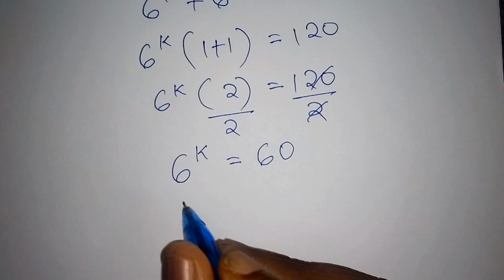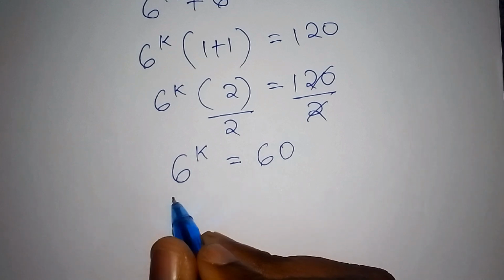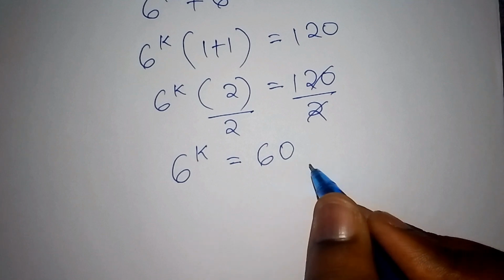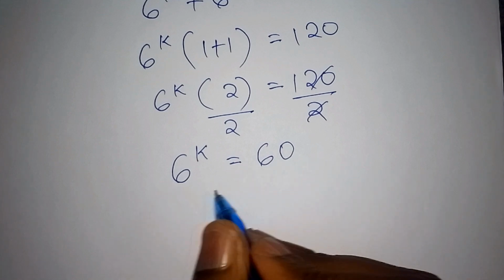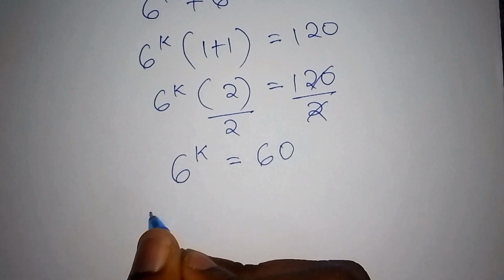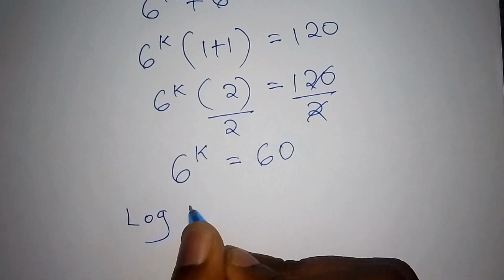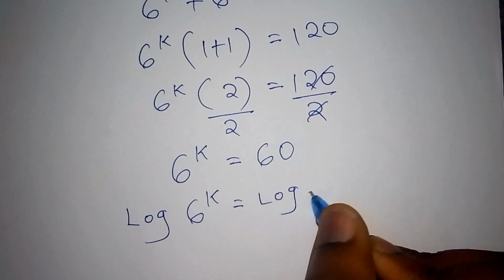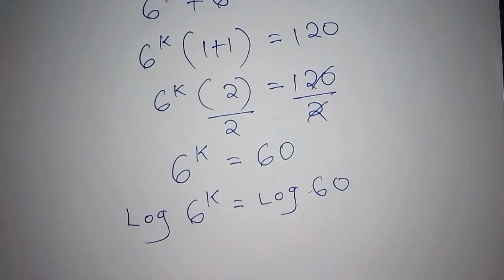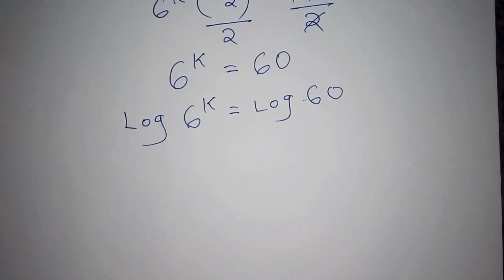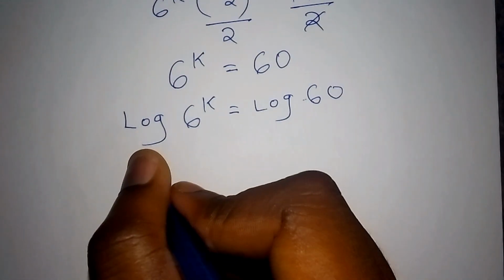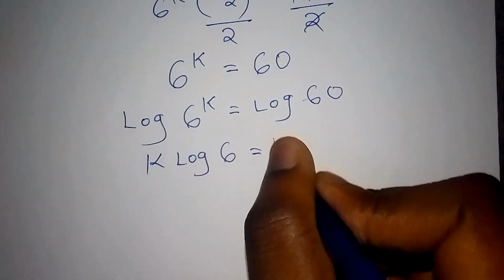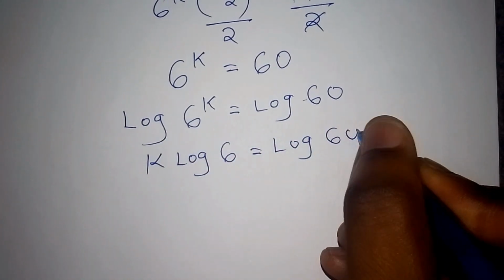Since we have the base of 6, it shall be difficult for us to express this 60 to the base of 6. So what we are going to do, we shall introduce logarithms. Now we shall have the log of 6 to the power of k is equal to the log of 60. The log of 6 to the power of k can also be written as k log 6 is equal to the log of 60.